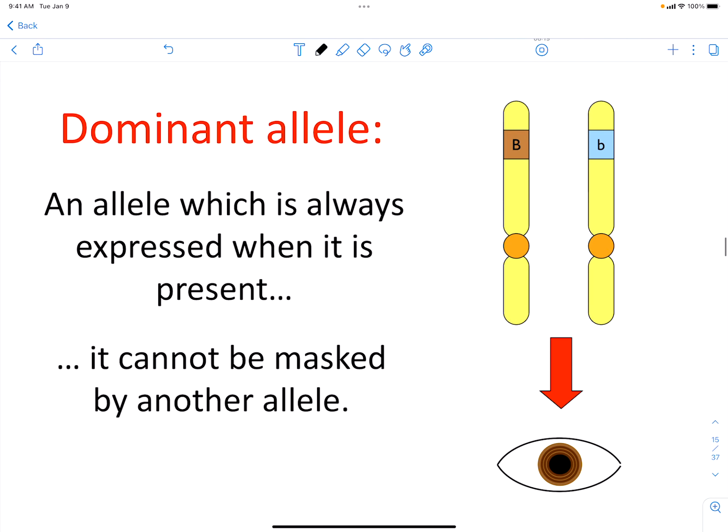Now, with respect to heterozygotes, there are dominance and recessive. A dominant allele is always expressed when it's present, meaning that you cannot mask it by another allele. In the case of brown eyes, brown is a dominant allele over blue. So even if a blue allele is present, the individual will present with a brown-eyed phenotype.